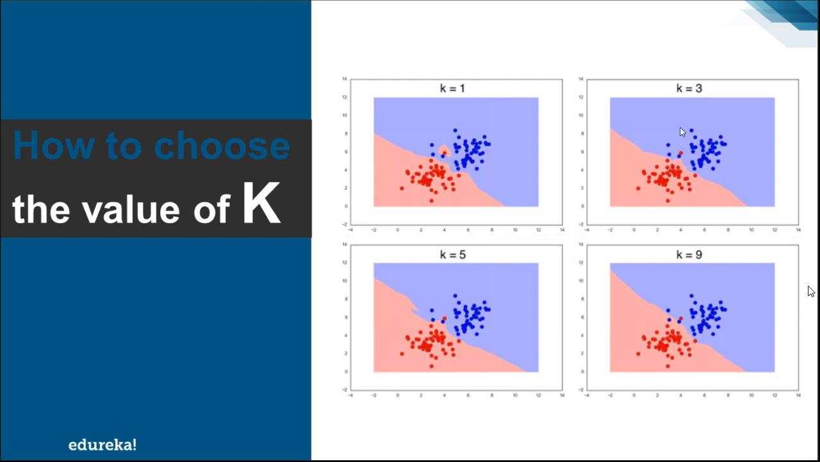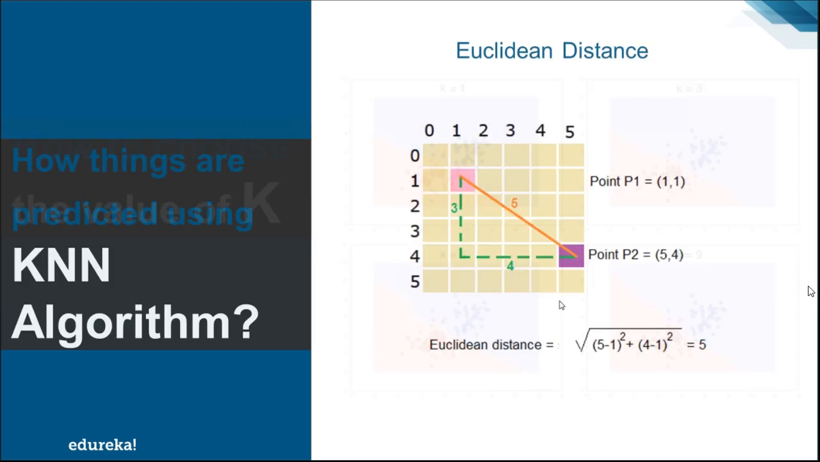But in the case of k equal to 3, yes, one data point is being misclassified, but this is a very well generalized model, right? Because we are getting one proper boundary here, using which we are dividing the regions completely. So that is the way we can choose here.